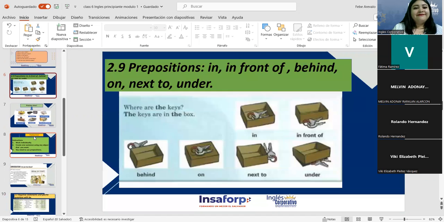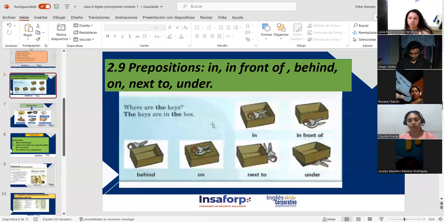Ok. Very good. Ok, prepositions of place. In front of, behind, on, next to, under. Where are the keys? The keys are in the box. Cuando usted tiene algo adentro, utiliza in.